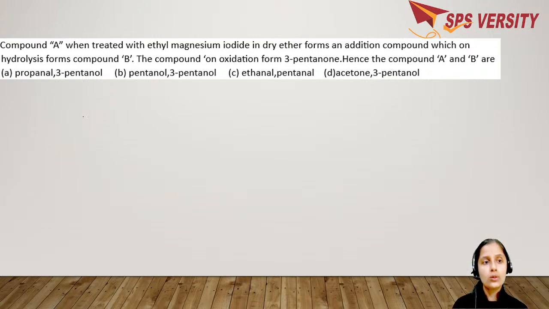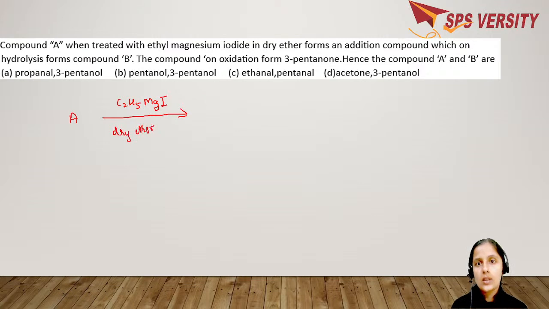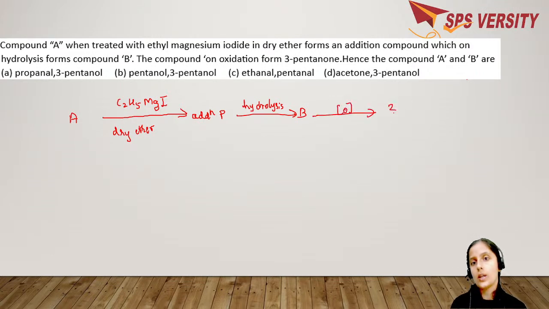Okay, so you take the compound A, which is then treated with ethyl magnesium iodide, C2H5MgI, in dry ether. This is going to give you an addition product which on hydrolysis gives you B. This B on oxidation is going to give you 3-pentanone.